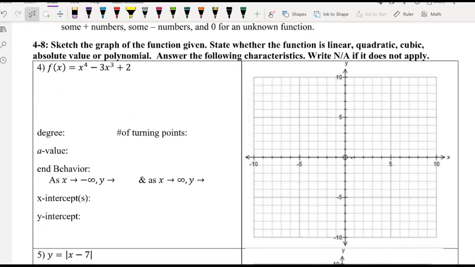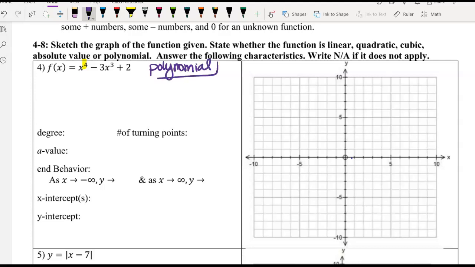So here's example 4. 4 to 8 said, sketch the graph of the function given. State whether the function is linear, quadratic, cubic, absolute value, or polynomial. Answer the following characteristics. Write NA if it doesn't apply. So this is f of x equals x to the 4th minus 3x to the 3rd plus 2. Your degree here, students, is 4, so this is definitely a polynomial. It said state it, so we have to state it.